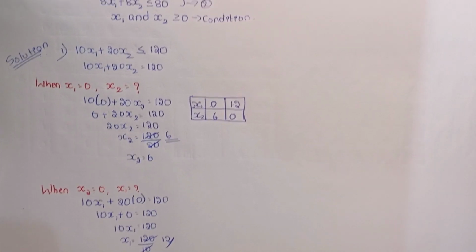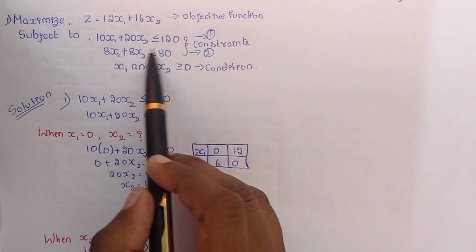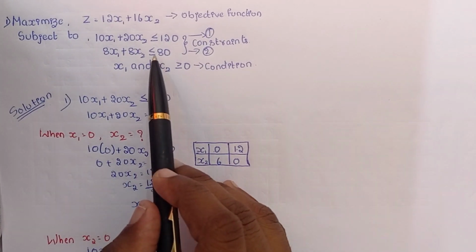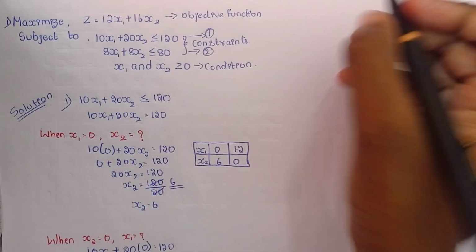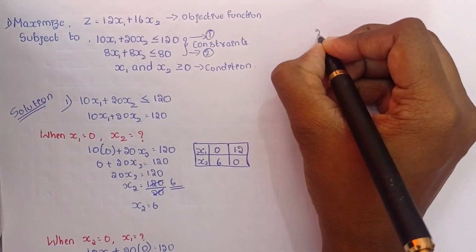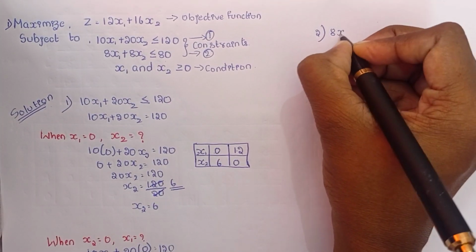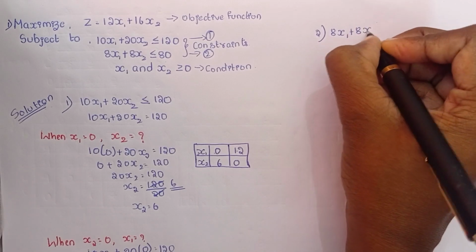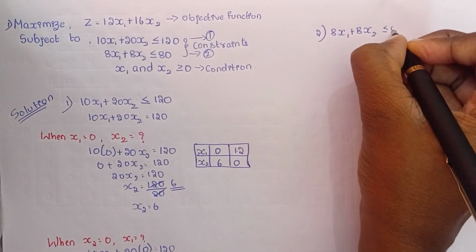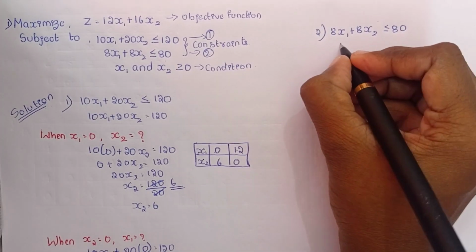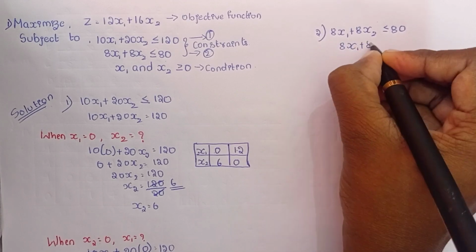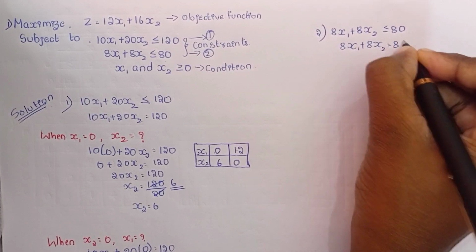The same thing we have to do with the second constraint, that is 8x1 plus 8x2 lesser than or equal to 80. So the second constraint is 8x1 plus 8x2 lesser than or equal to 80. Now I have to convert this to an equation: 8x1 plus 8x2 is equal to 80.